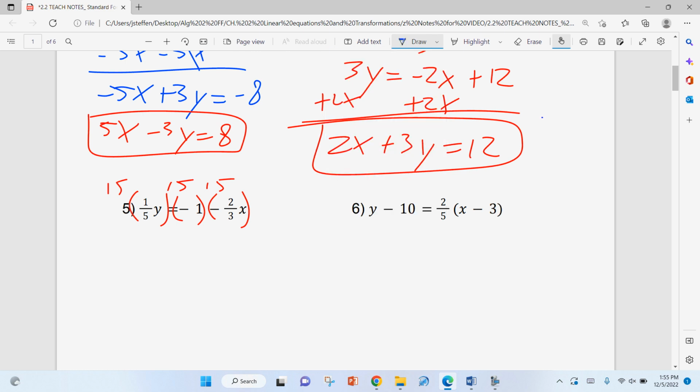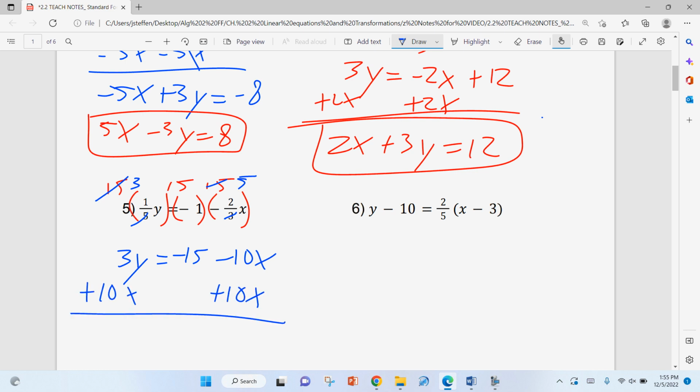But when you do that, the 5 cancels with the 15, but 15 over 5 reduces down to 3. So we still have a 3 left. So 3 times 1y is 3y equals 15 times -1 is -15. And the 3 cancels the 15. Again, 15 over 3 reduces down to 5. So that's 5 times -2x is -10x. So now that you have the fractions gone, obviously that is not easy at all, but that is the hardest part. After that, the rest of it is just solving, which you guys should be getting pretty decent at by now.